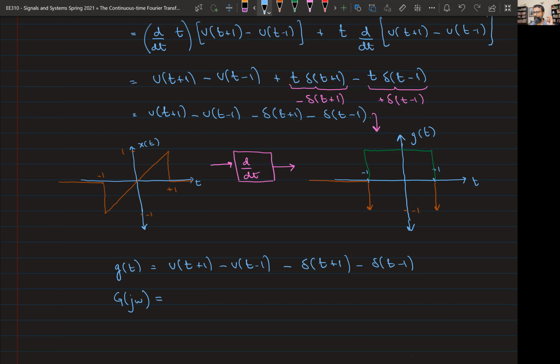Okay. Is that clear, Daniel? Yes, sir. That's an excellent question, but I can resolve this by just saying it resides at minus one plus epsilon. Similarly, it goes up to plus one minus epsilon. Right? My question now is, what would G of j omega be?